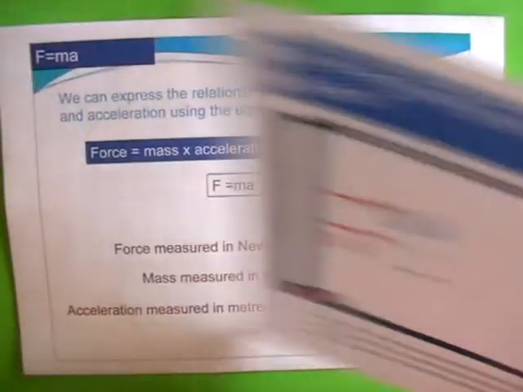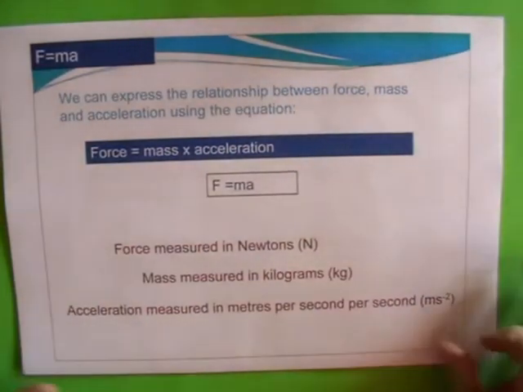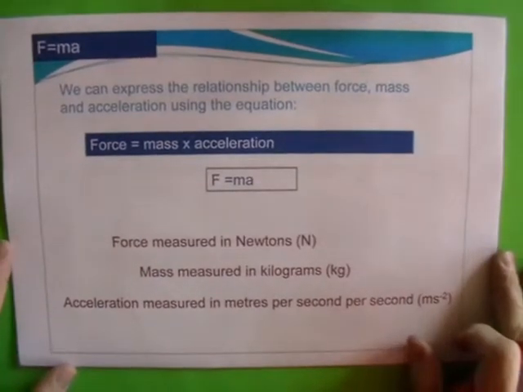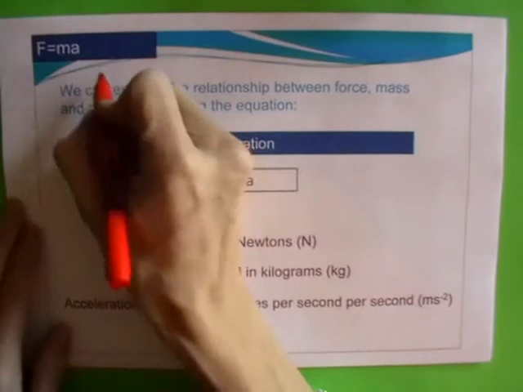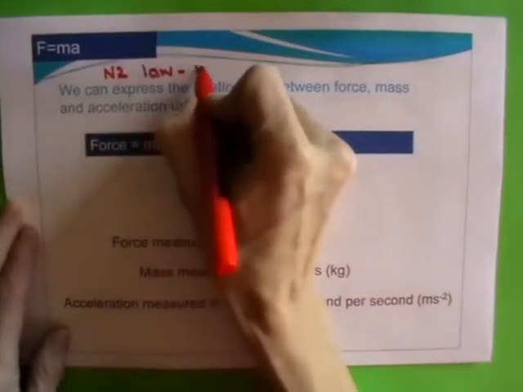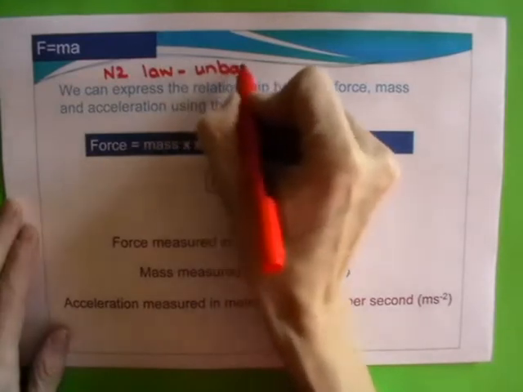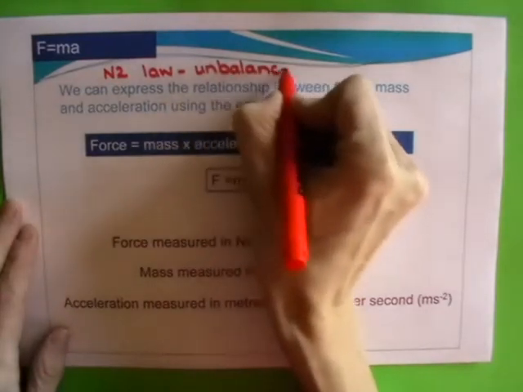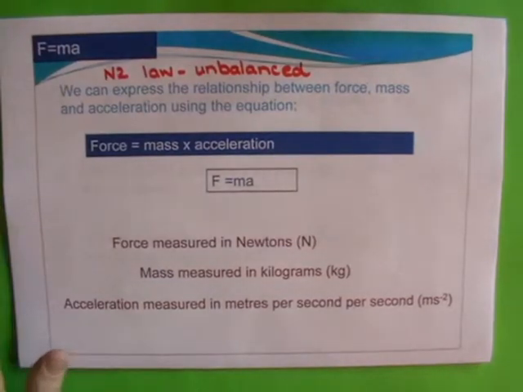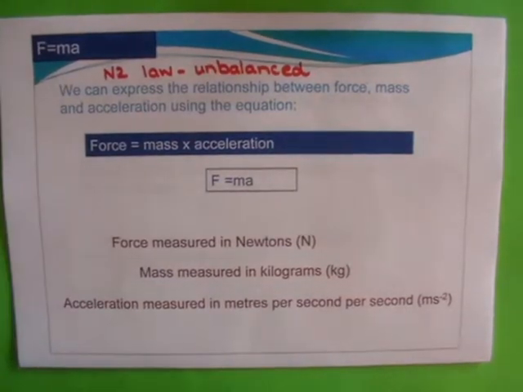Now this is all given by a law called Newton's second law, and it's remembered as F equals ma. And Newton's second law, I'm going to write N2 law here, is a law of unbalanced forces. So you've already met in our forces podcast that Newton's first law is a law of balanced forces, and if those forces aren't balanced anymore, then they are unbalanced, and Newton's second law applies.